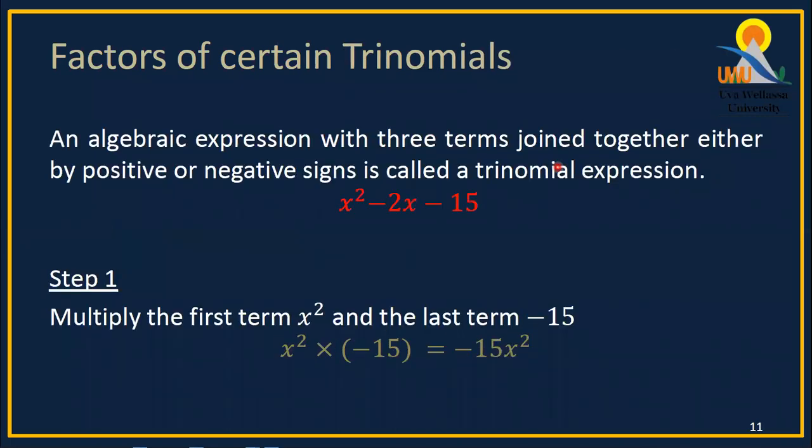Now we will consider the factors of trinomials. Previously, we discussed what a monomial is. If you have a single term, such as ax, then such an expression is said to be a monomial. If your expression has a single term, then it is a monomial. If you have two terms connected with plus or minus signs, as in ax plus b, then it is a binomial.